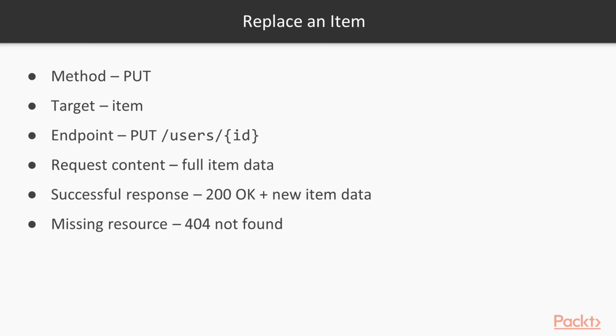To update an item by replacing its content, use the PUT method and pass the full new item content in the request body. The response should also be 200 and the new item content, or 204 if the content is not sent. Also, sometimes you can allow PUT to create an item with a given ID. In this case, return 201. We are not going to do this, preferring to return 404 if the item is not found.